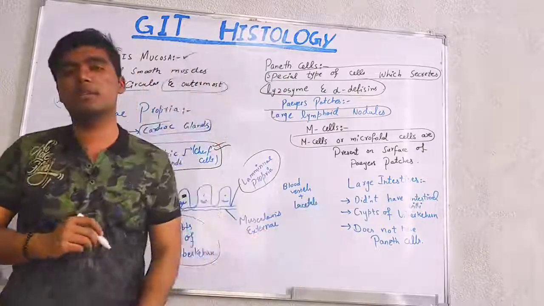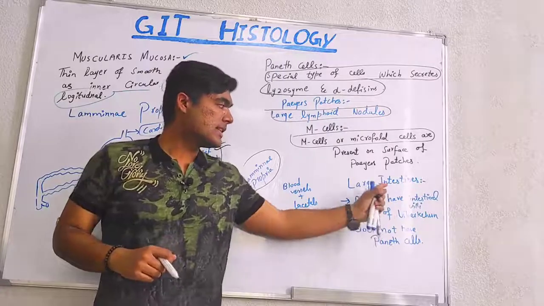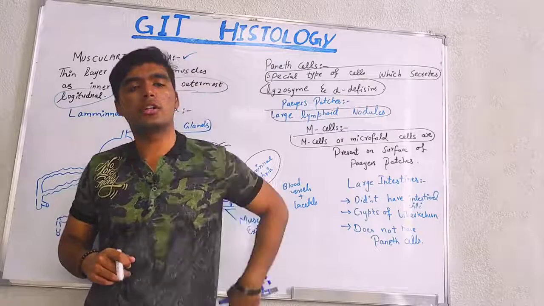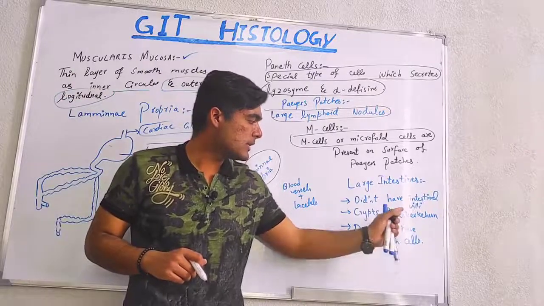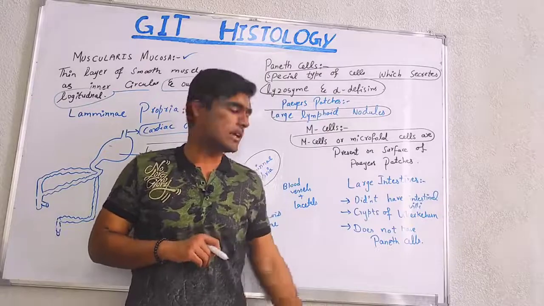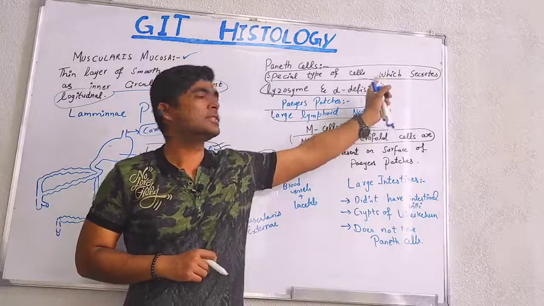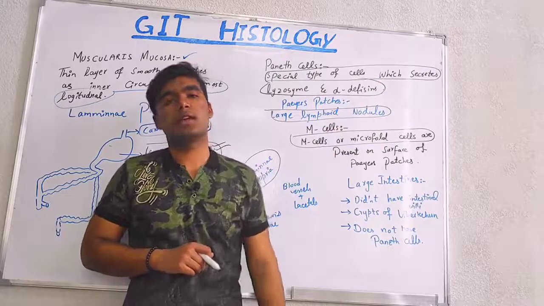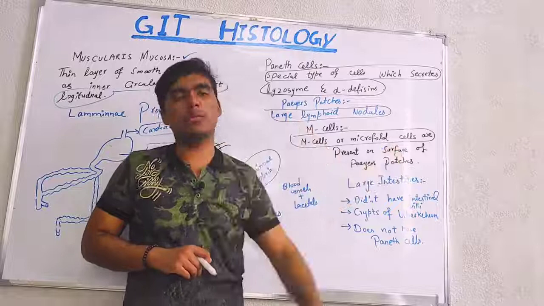So what is the difference between the small and large intestines? The large intestine does not have intestinal villi, while the small intestine possesses intestinal villi. Crypts of Lieberkühn are present in the small intestine as well as in the large intestine, while Paneth cells, which have the main role in lysozyme secretion and alpha defensin, are absent in the large intestine, and present in the small intestine.